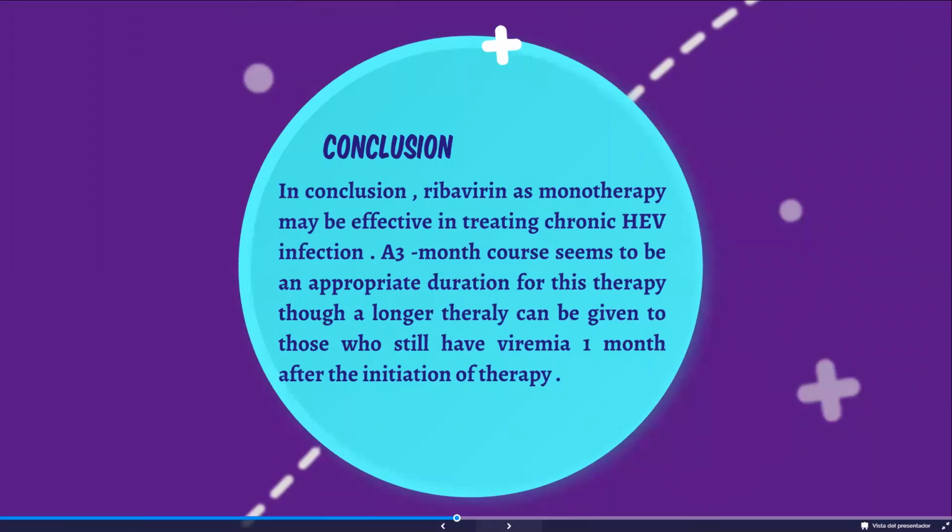In conclusion, Ribavirin as monotherapy may be effective in treating a chronic HEV infection. A 3 months course seems to be an appropriate duration for this therapy, though a longer therapy can be given to those who still have viremia 1 month after the initiation of therapy.